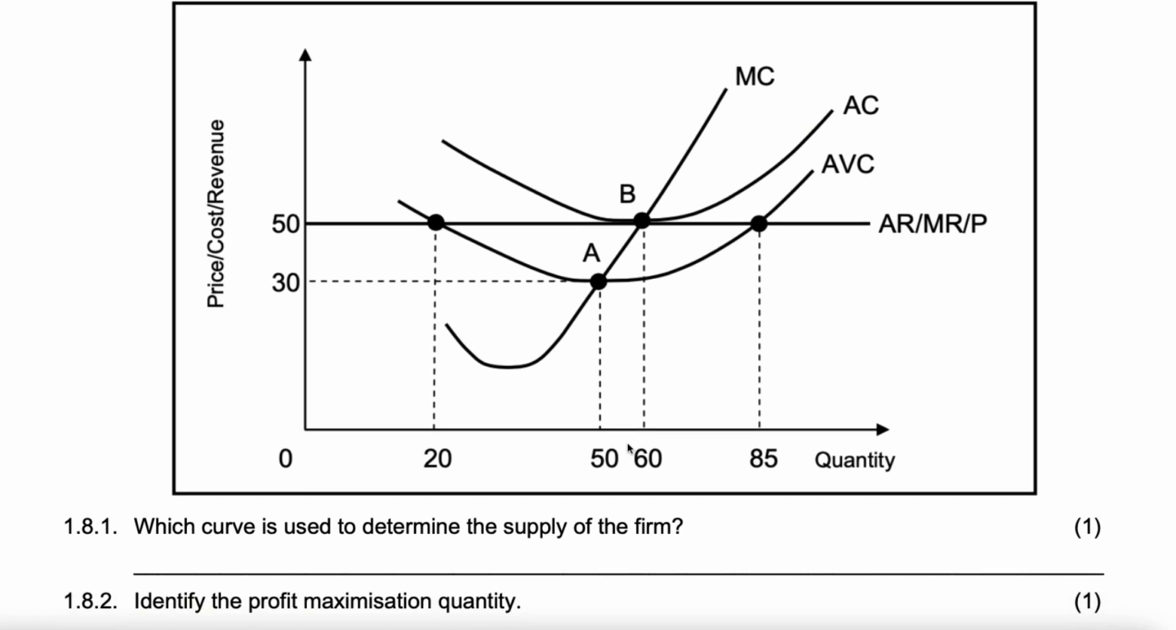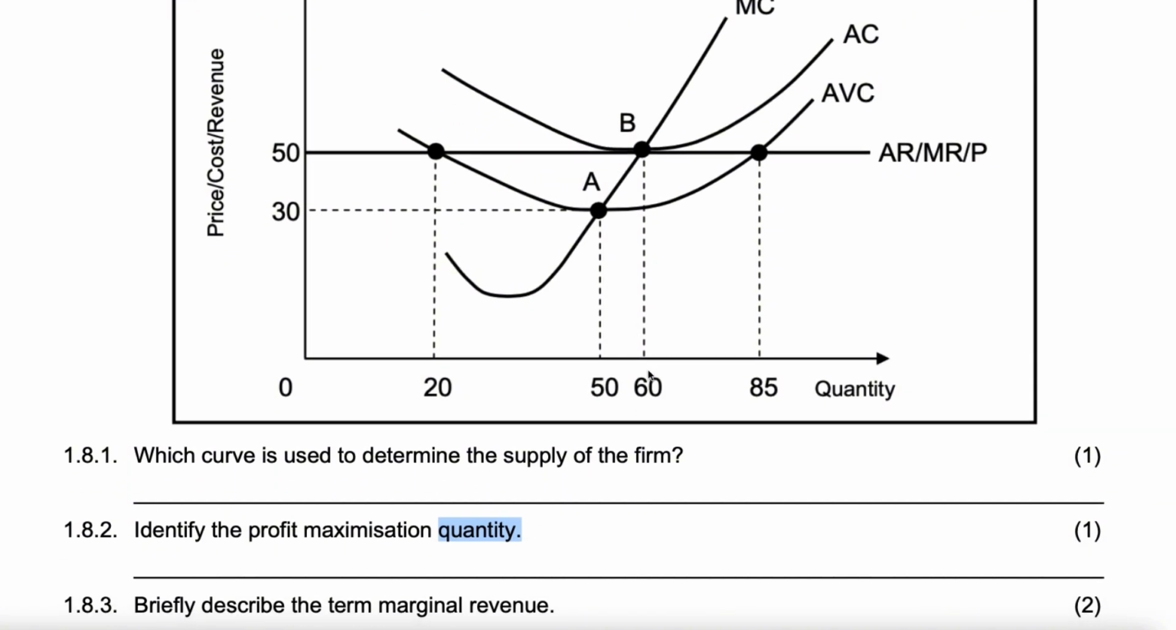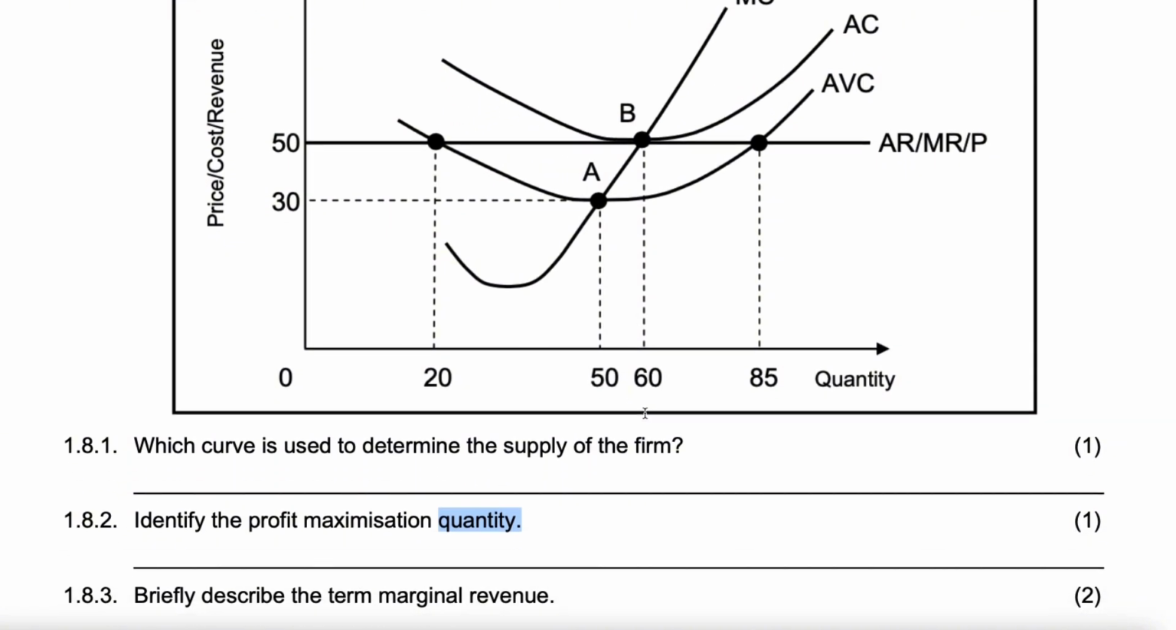Well, number 1, which curve is used to determine the supply of the firm? That would be marginal cost. I mentioned this one. It's as easy as that. That's why it deserves 1 mark. Number 2, identify the profit maximization quantity. Now, here we must be careful because sometimes they usually ask for the point. That would be B. But in this case, they're saying quantity. Please take note of this. So the answer is 60 units.